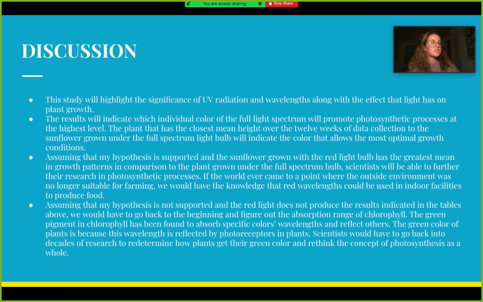So the purpose of this study is to reinforce the knowledge of spectral absorbance and to determine which individual color of UV light will result in the greatest amount of growth in plants, specifically sunflowers.